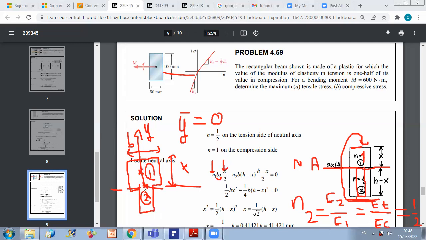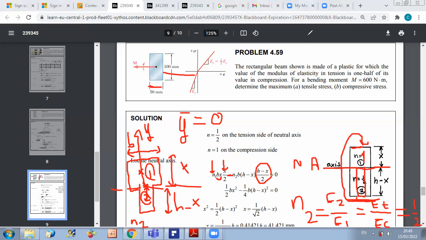Now for part 2, it's a rectangular part, and as we said, we use the modified area. The modified area is n2, which is half, times the initial width, which is 50, times the height, which is h minus x, and times the distance between the centroid and the neutral axis, which is h minus x over 2. And we don't forget to put the minus here because we are below the neutral axis, equals 0.